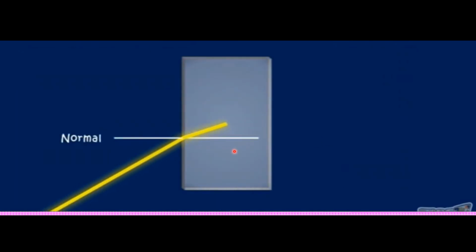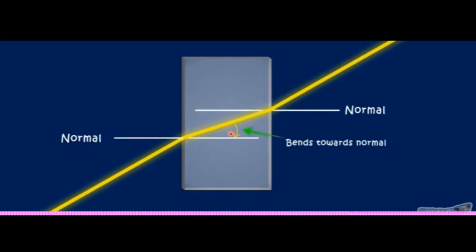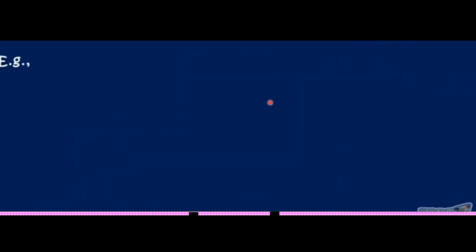So when a beam of light moves from the rare medium to a denser medium, it bends towards the normal. And again, when it moves from a denser medium to a rare medium, the beam of light bends away from the normal. So this is the basic phenomenon of refraction.